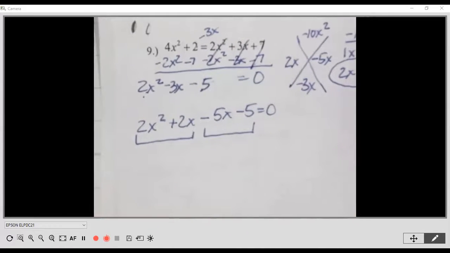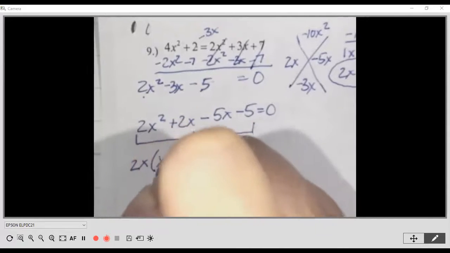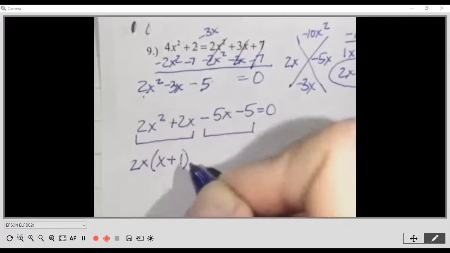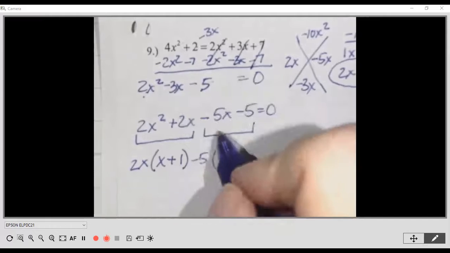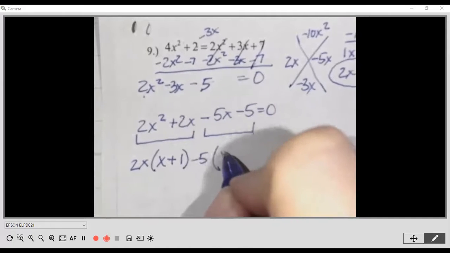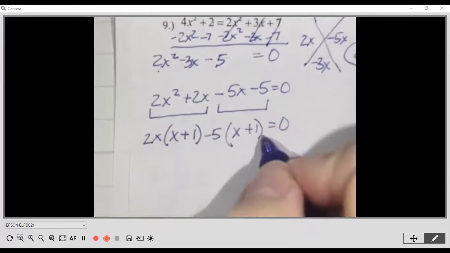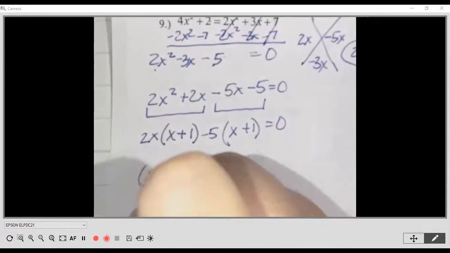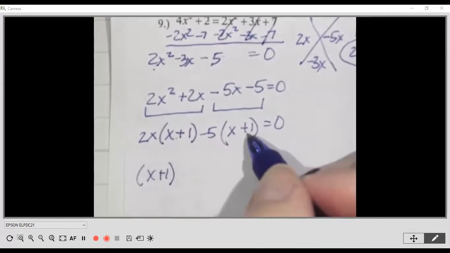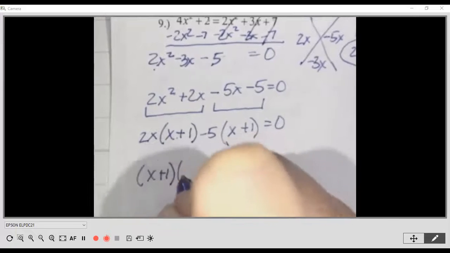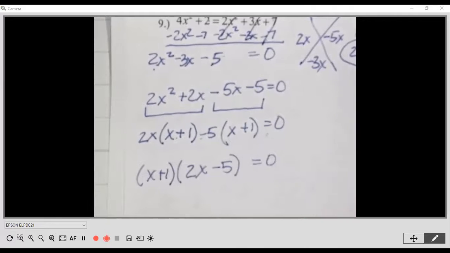Okay. Then I'll factor out the GCF. Here, my GCF is 2x, which leaves me with x plus 1. Okay, here my GCF is negative 5, which leaves me with positive x plus 1. Bring down the equals 0. Okay, I see they have a GCF of the quantity x plus 1. So x plus 1 is factored out. And then what am I left with after I factor out the x plus 1 from each term? The first term has a 2x left, and the second term has a minus 5. Bring down the equals 0.